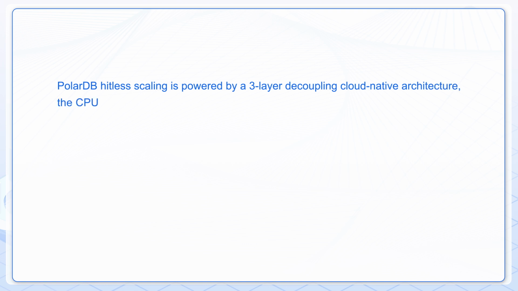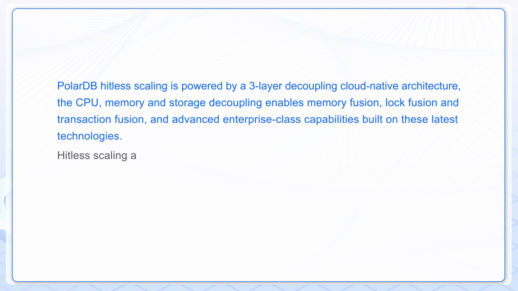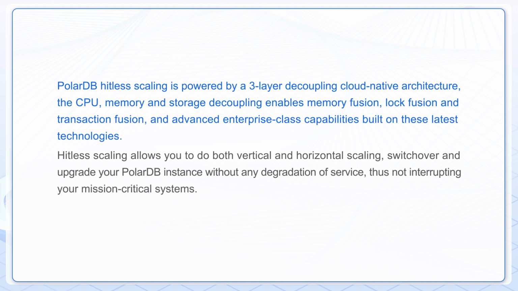PolarDB Hitless scaling is powered by a 3-layer decoupling cloud-native architecture. The CPU, memory, and storage decoupling enables memory fusion, lock fusion and transaction fusion, and advanced enterprise-class capabilities built on these latest technologies. Hitless scaling allows you to do both vertical and horizontal scaling, switch over and upgrade your PolarDB instance without any degradation of service, thus not interrupting your mission-critical systems.